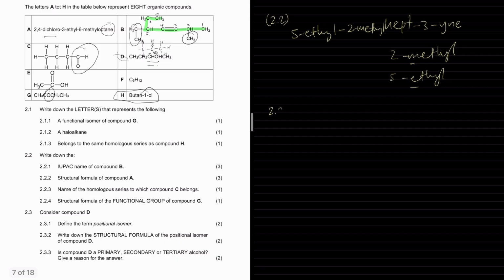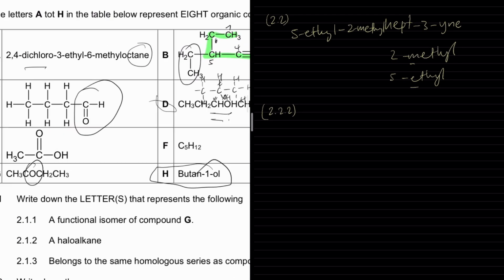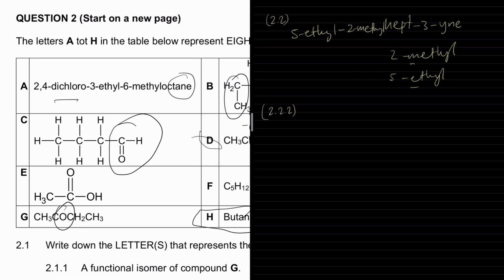Question 2.2.2, the structural formula of compound A. So compound A is 2,4-dichloro-3-ethyl-6-methyloctane. I'm going to start with the octane. Octane meaning 8 carbons. So 1, 2, 3, 4, 5, 6, 7. I'm just going to add the 8th one here.